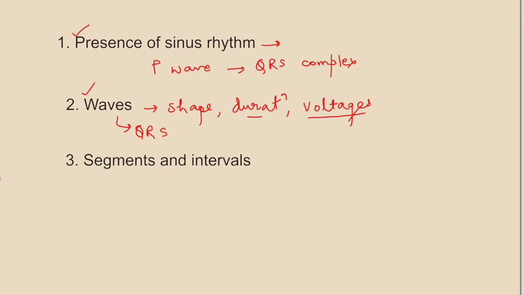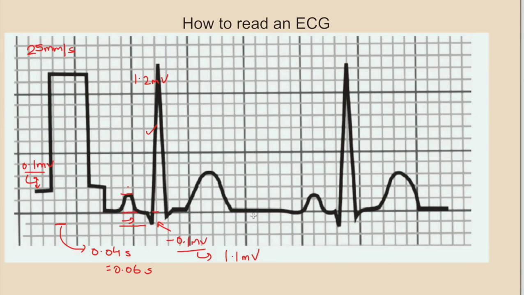Okay, then we have to look at the segments and intervals. What is their duration, whether it is normal or not. Now again, duration will be the same in all leads, right? So just count the number of squares. So suppose I have to calculate the duration of the PR segment, then what I will do? I'll just see the number of squares. So in this case, the number of squares is 1. So the duration of the PR segment will be 0.04 seconds, because one small square represents 0.04 seconds.